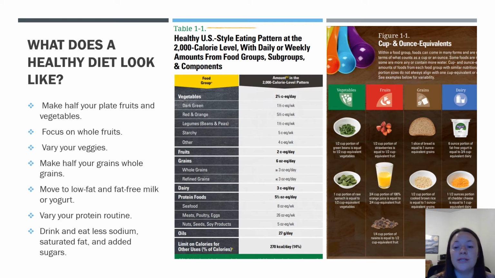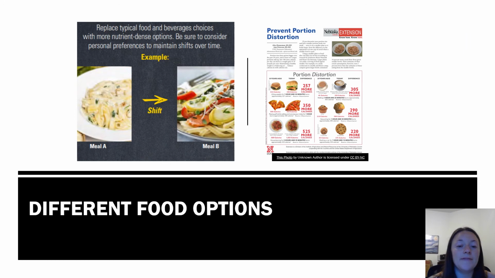You can see some of these slides here kind of give you some portions of how much of each thing is one portion. A lot of people don't know that a half a cup of vegetables is one portion and one slice of bread is one portion. And then this is like different food options where you can replace meal A with this really heavy carb-induced pasta and swap it for a much lighter version. It has more vegetables, more color, and is probably lower in calories because we're swapping out the high-fat dairy.